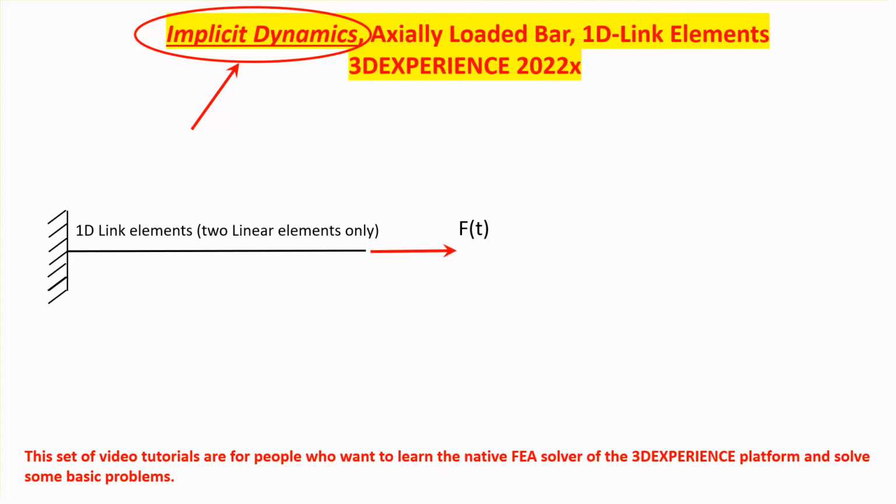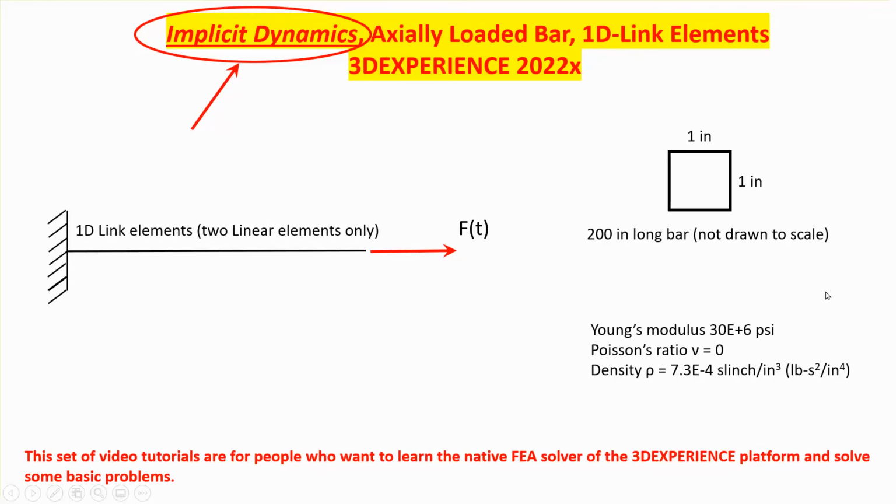Okay, so remember this is the implicit dynamics model of the same problem above, and I'm going to do this in the context of a one-dimensional element, in other words, a link element or a beam element, as you may want to refer to it. One end is clamped, the other end is subjected to a load f of t. The cross section, because we're using the link element, the shape is not important. What is important is the actual area, which is 1 square inch. But I've drawn it as a square here, 1 inch by 1 inch.